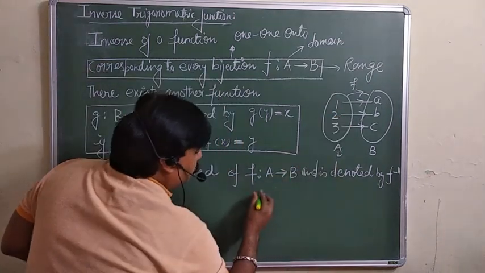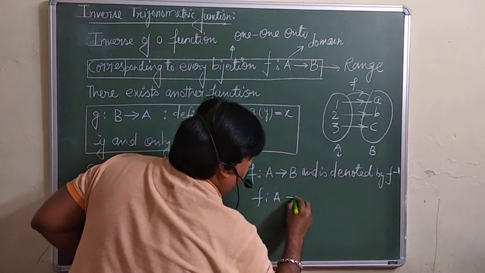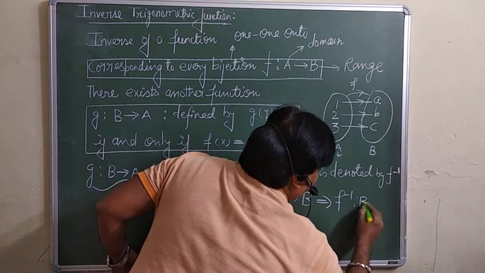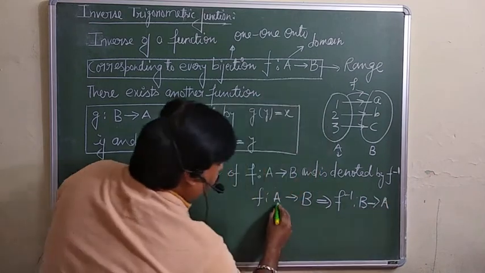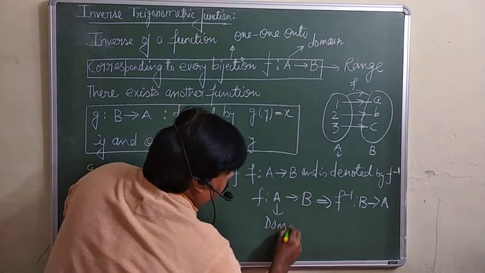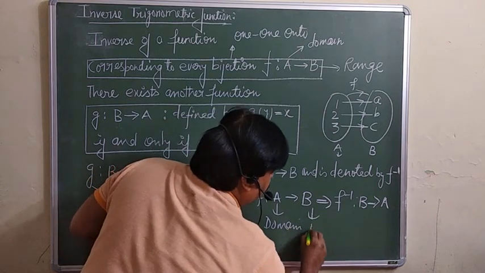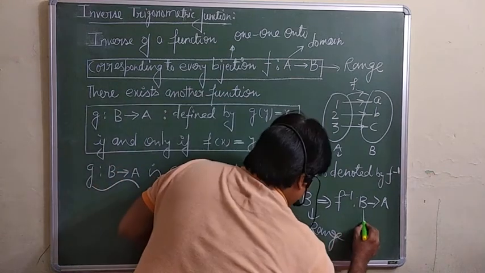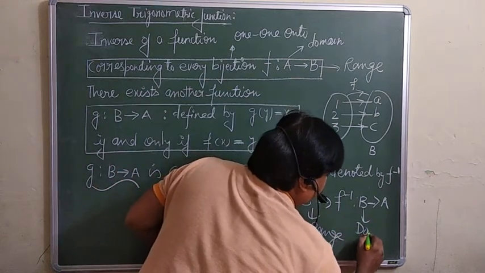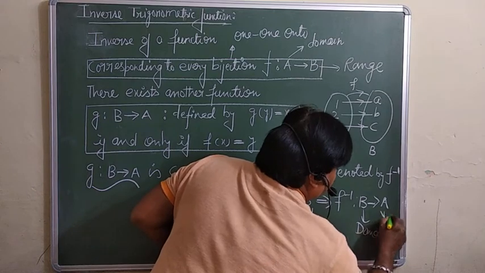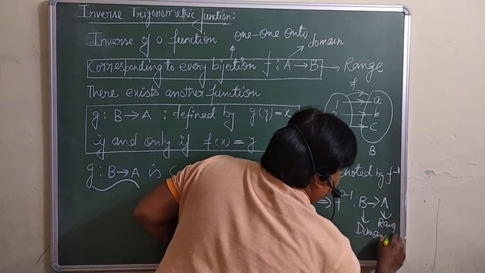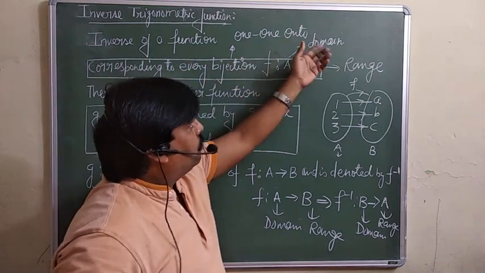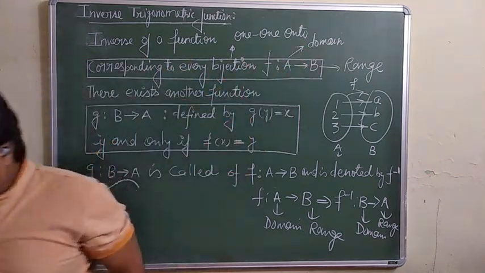See, here there is a function A to B. But if you take the inverse, then f inverse will be B to A. So here A is your domain and B is your range. But if you are taking the inverse of this one, then your range becomes the domain and the domain becomes the range. So we can take the inverse of any function if the function is one-one and onto. Have a look.